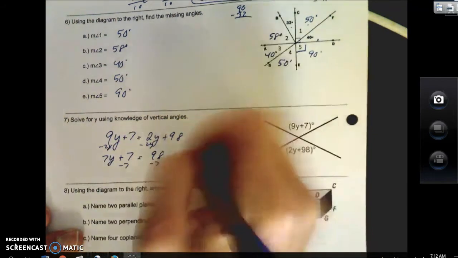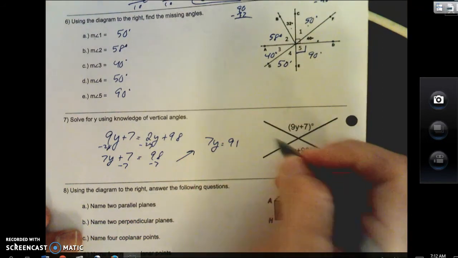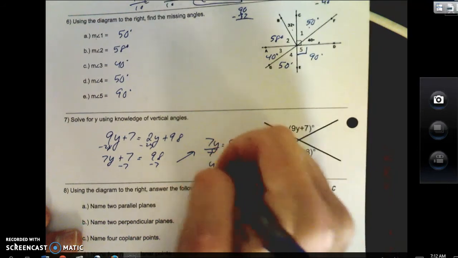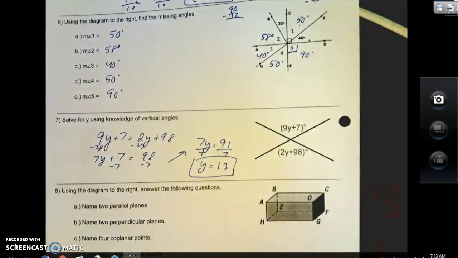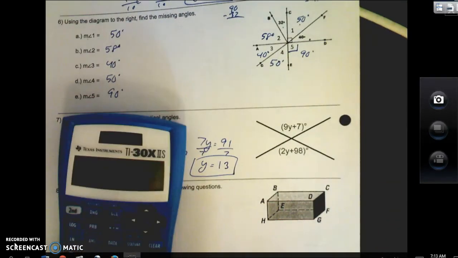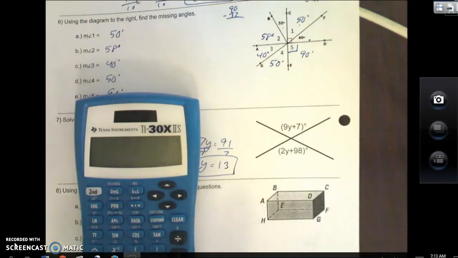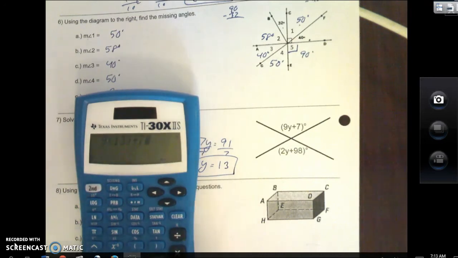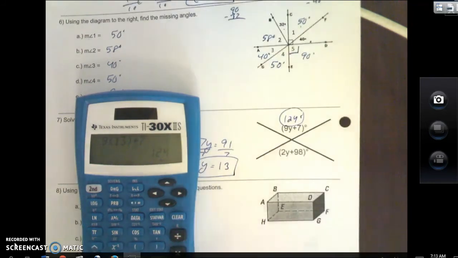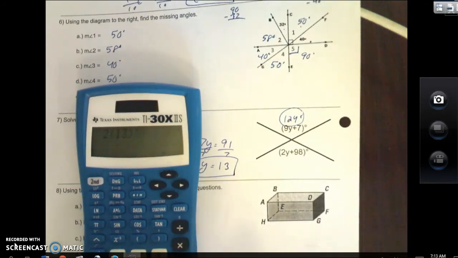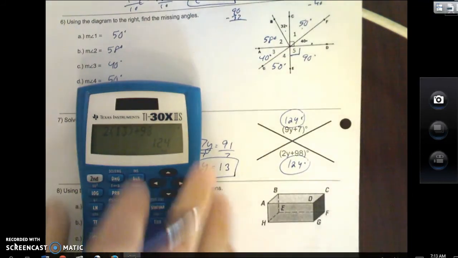Subtract 7. 7y equals 91. Divide by 7. Y equals 13. Okay? And again, if you have the time, I can go over here, clear this out. Hopefully you guys can see this. For 9y plus 7, 9 parentheses 13 plus 7, 124. If I did this right, I know down here it should be the same thing. And we did. Okay, cool.